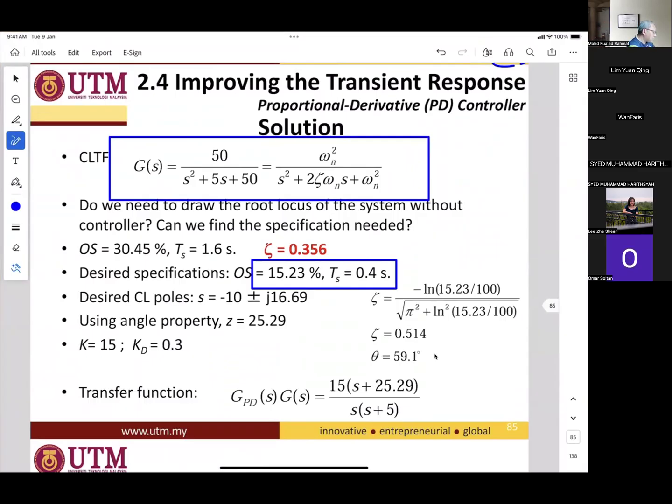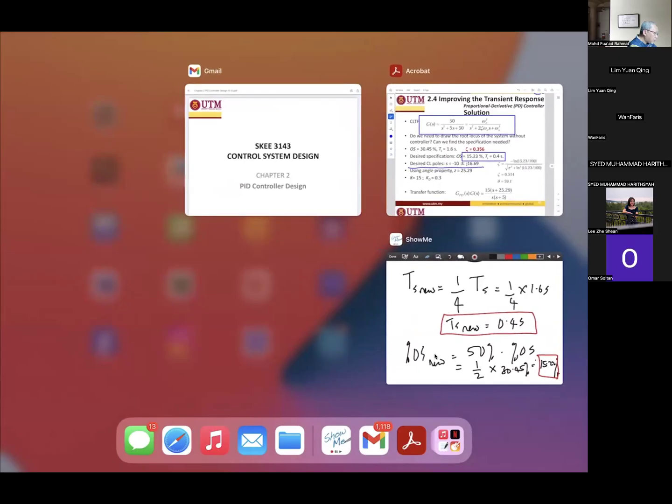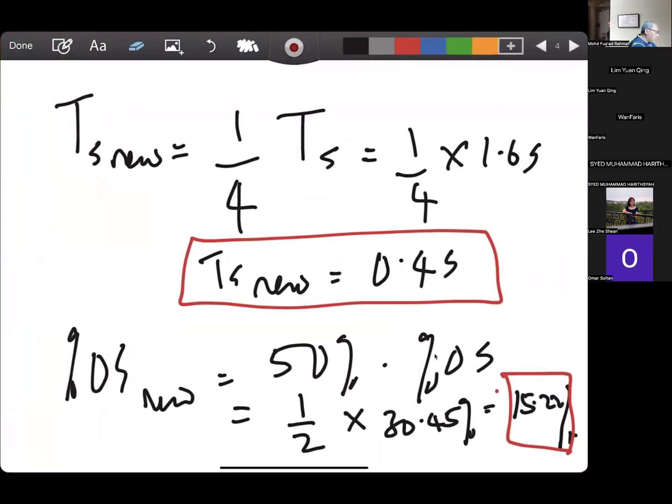Will be what, guys? How to find the desired overshoot? We already have the desired settling time, so the desired overshoot is there. So we have to find the desired closed loop poles based on the new 15% there. Okay, so we just put it here.